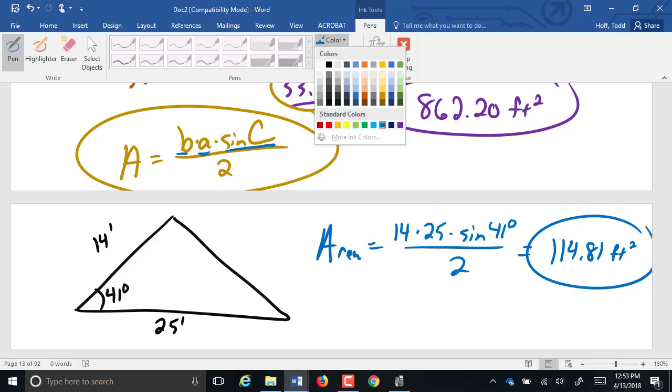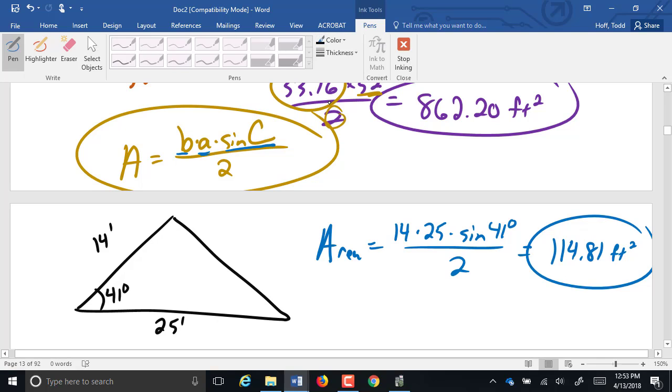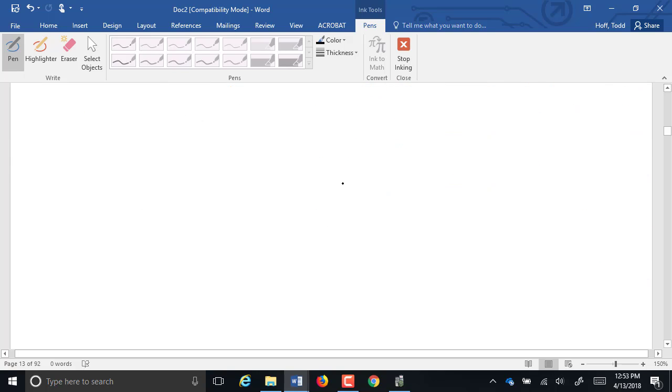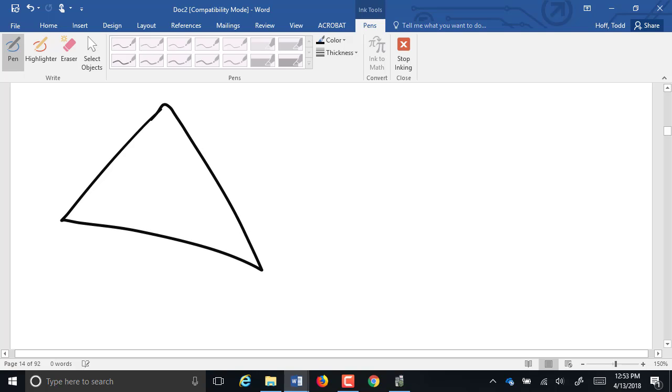What do you guys think? Not bad? As long as it's two sides and the included angle. So what if we have something like this?